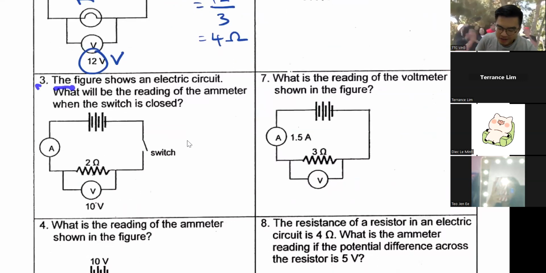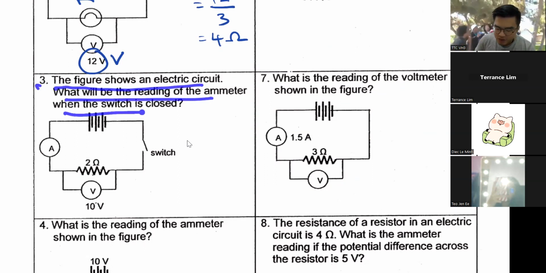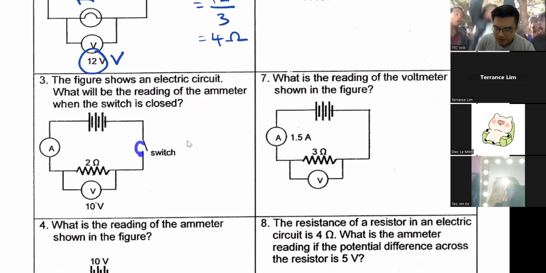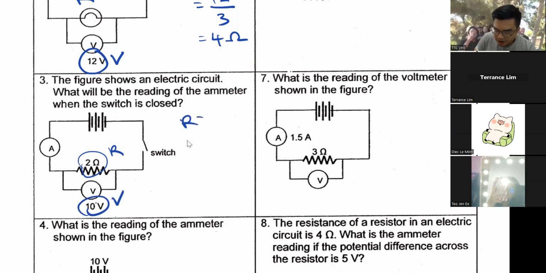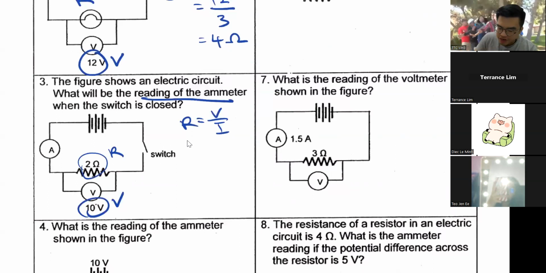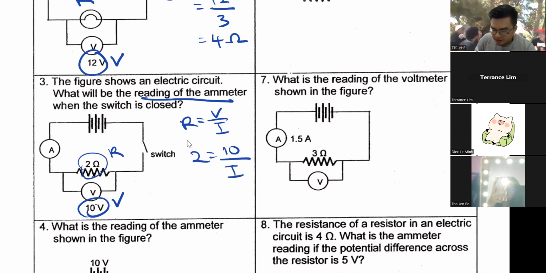So number 3, the figure shows an electric circuit. What will be the reading of the ammeter when the switch is closed? Closed means connect. So 2 ohm, this is your resistance R. 10, this is your voltage. R equals V over I. They want you to calculate the reading of the ammeter, which is the I. So R is 2, V is 10 divided by I. So I equals 10 over 2, which is 5 ampere.